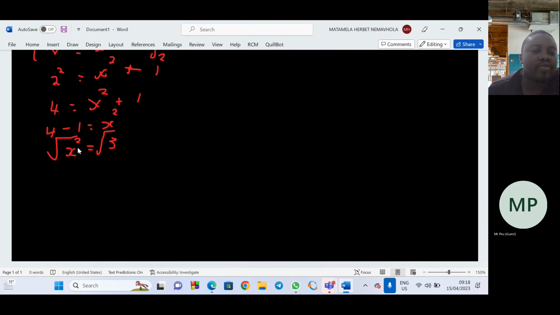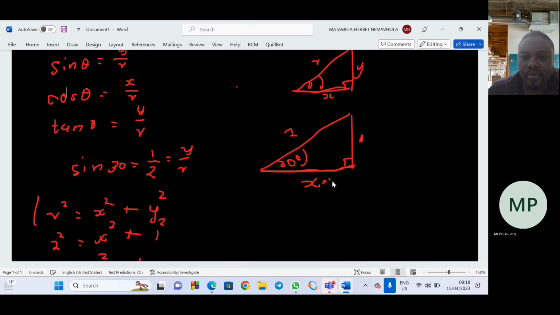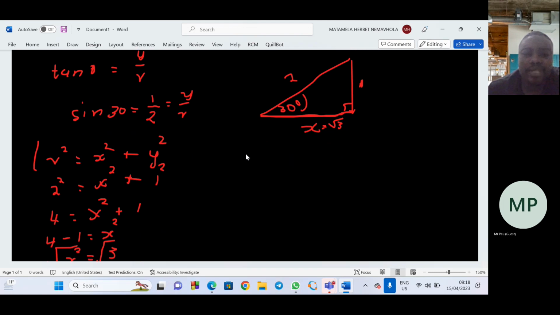Then we can apply the square root on both sides so that we have x only, which equals plus or minus the square root of 3, but we're going to take the positive square root of 3. So your x now equals square root of 3. Now that you know this, if you want to get cos of 30 degrees, it is adjacent over hypotenuse. Our adjacent is square root of 3 divided by 2. So cos 30 equals square root of 3 over 2.